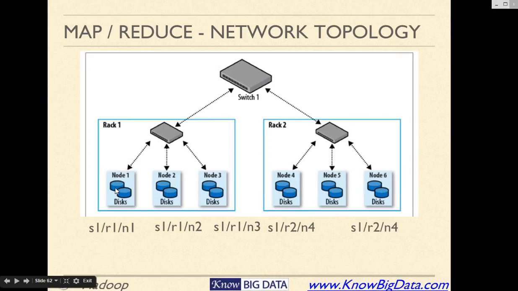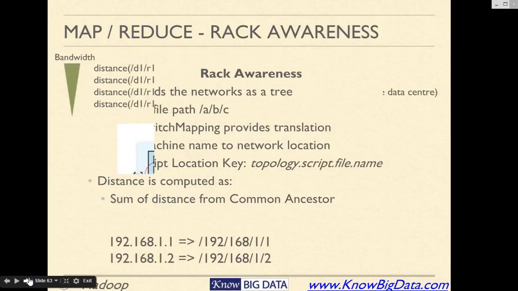So the distance between node 1 and node 2 is the sum of the distance of each node from their common ancestor, right? So the distance between node 1 and rack 1's switch is 1. The distance between node 2 and rack 1's switch is 1. So the entire distance is 1 plus 1, which is equal to 2, right?